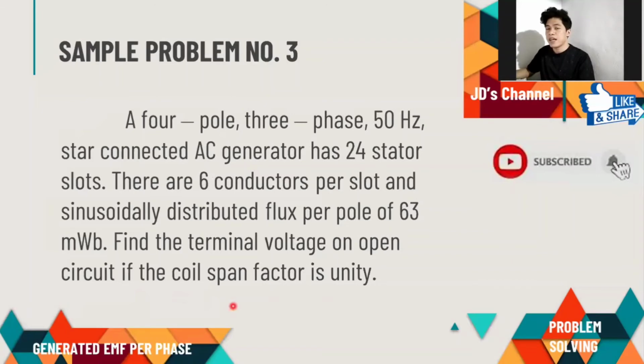So we have a lot given here. We have the 4 pole, 3-phase, 50 hertz, 24 slots, 6 conductors per slot, 63 milliweber flux, and our KP. So let's start the solution.